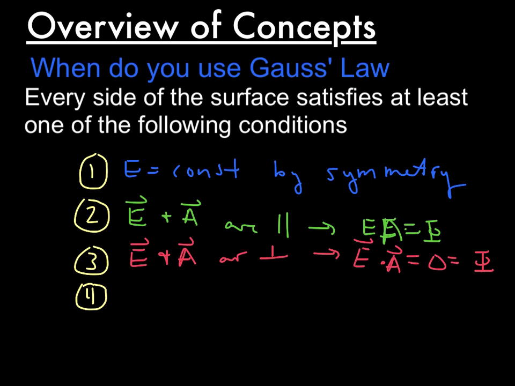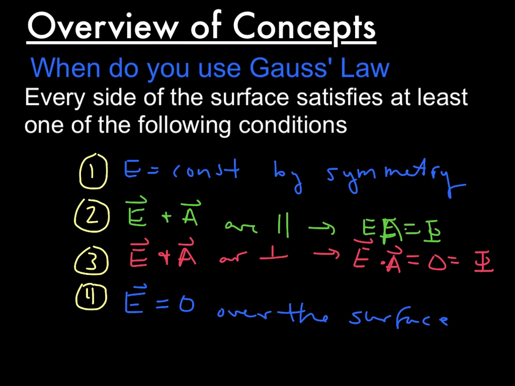And then the fourth and final thing that we should look for is if E equals 0 over a portion of the surface. So this would say that, oh look, E is constant, it's just going to be some number and it's not going to change. That makes it easy. Look for symmetry. If they're parallel or perpendicular, they are very easy to calculate. You don't have to mess with weird angles. And then if E equals 0, well again, 0 is pretty easy to calculate.